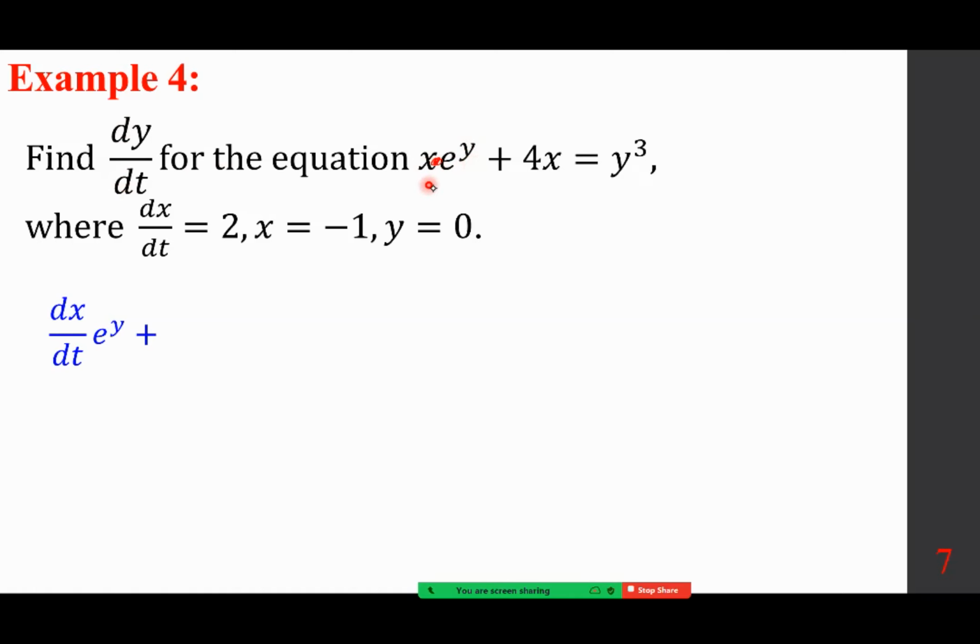and by the product rule times x. So again, e to the power of y gives you this part, e to the power of y dy dt, and then times x. Plus 4x gives us plus 4 dx dt. And the right side is y cubed, 3y squared dy dt. And again, we are done with calculus.